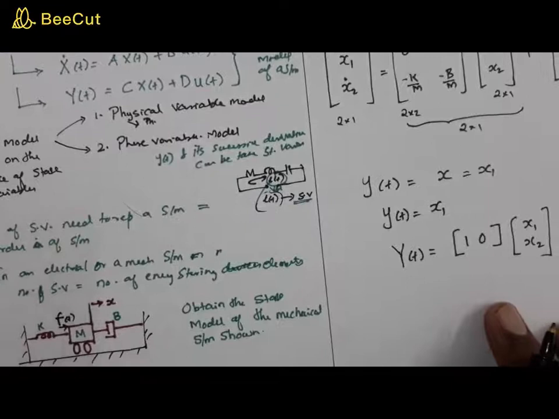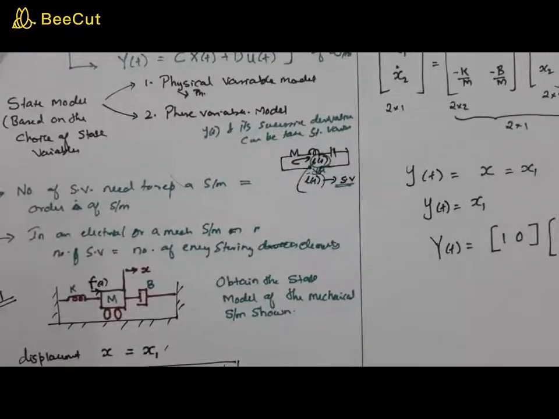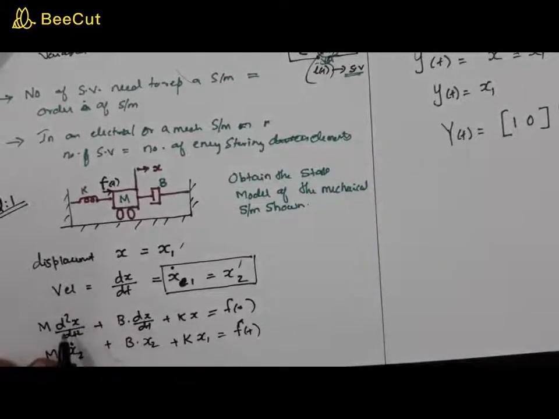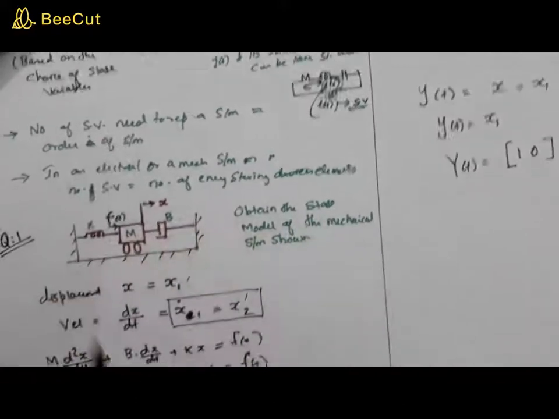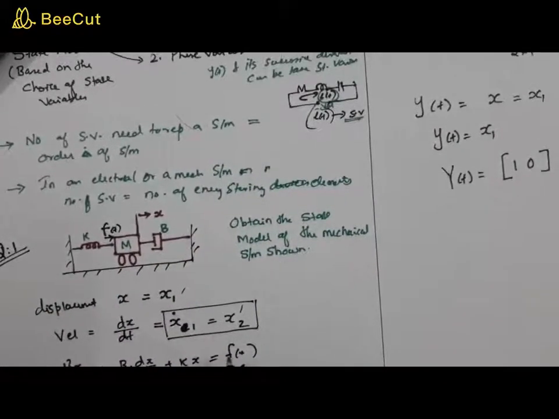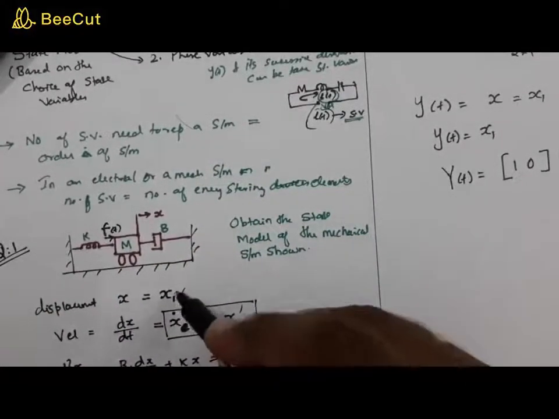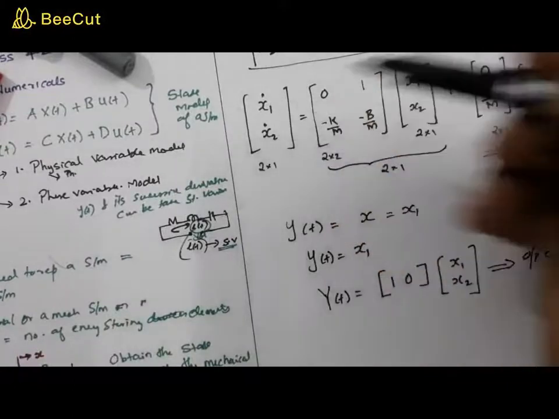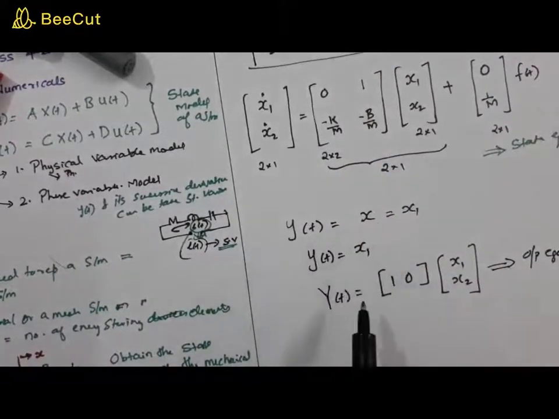Now look at this, and you can find the differential equation associated with this system is a second order differential equation, and since it is of the second order, it requires two state variables to represent this as a state model, and we have assigned that to be x1 and x2, and we have found out the first derivative of x1 and x2 as well as the output equation.